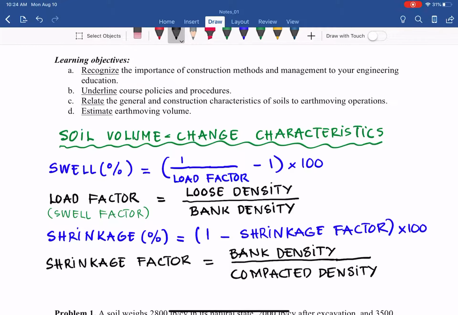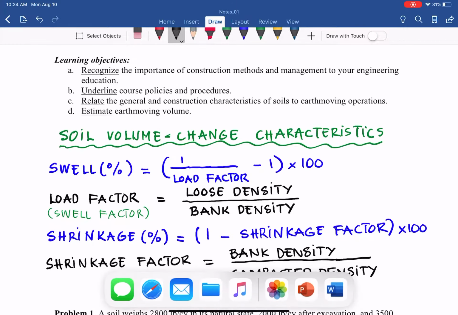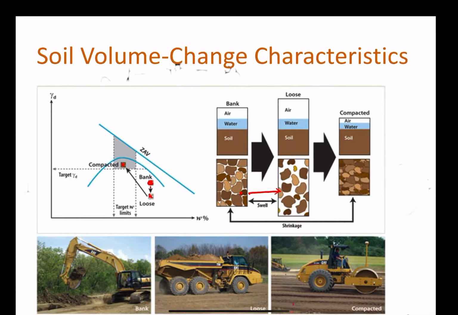And I'm going to show you now, for different types of material, what the swell percentage, load factor, shrinkage percentage, and shrinkage factor look like. Let's go to the next slide. You can see here.